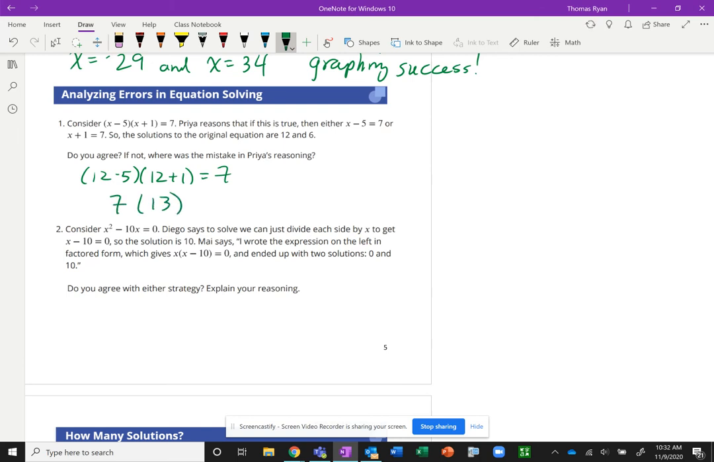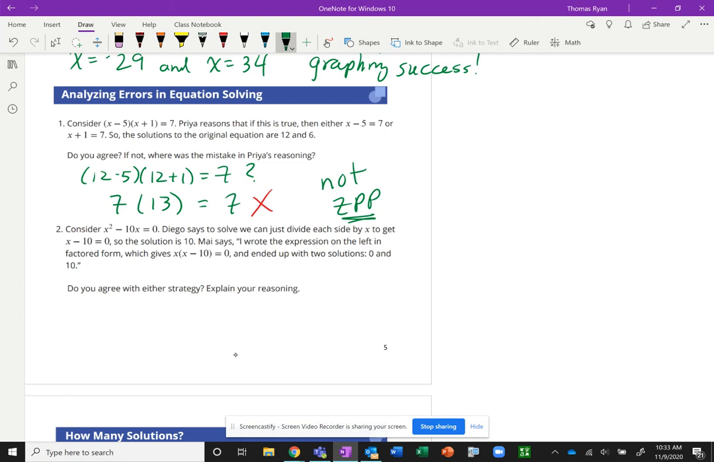The only problem is that this gives us 13. Priya was using the reasoning to think that, well, if one is 7, then the other thing needs to be 1. But we were adding 12 in for x. So 7 times 13 is definitely not going to be 7. And the same thing is going to happen for 6. So Priya was probably treating it as ZPP, but this is not a case of ZPP because it's not equal to 0.